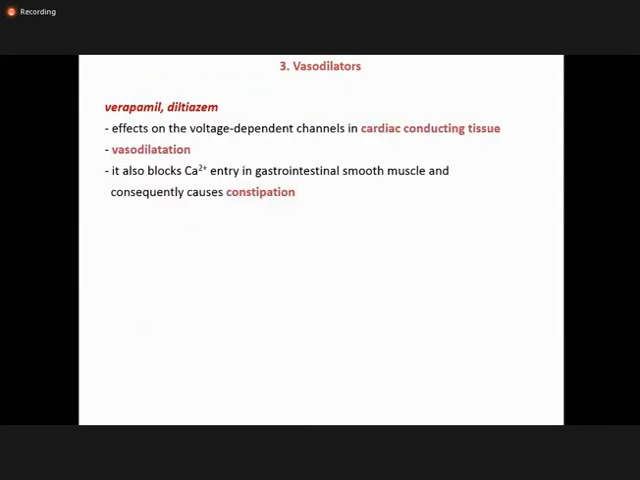Now, verapamil and diltiazem, basically these two calcium channel blockers we can also label as non-dihydropyridine group, right? Effects on the voltage dependent channels in cardiac conducting tissue, that will lead to vasodilation. It also blocks the calcium entry in gastrointestinal smooth muscles and consequently causes constipation. So this is one of the disadvantages of this group, increased chances of constipation.